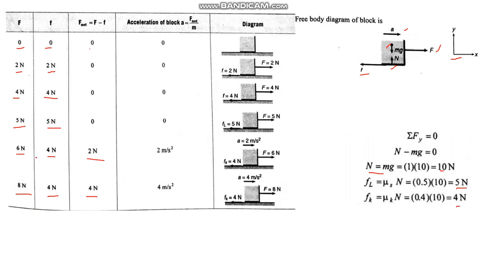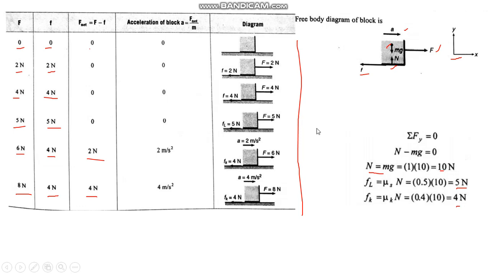So this is how, in the form of diagram, it is explained over here. You can see that. This is how the whole mechanism works. Please make a note of this point. It's a very important point.